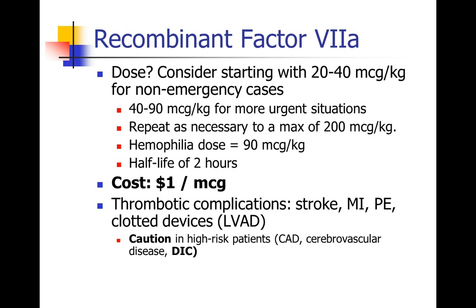And you'll be happy to see that the drug has a half-life of 2 hours, so you'll probably be redosing it. That makes the manufacturer happy because it costs $1 per microgram. So if you're giving somebody 90 micrograms per kilogram, and they weigh 100 kilograms, you'll be giving $9,000 worth of drug, and the dose needs to be repeated every couple hours.